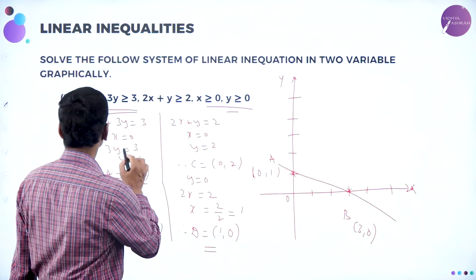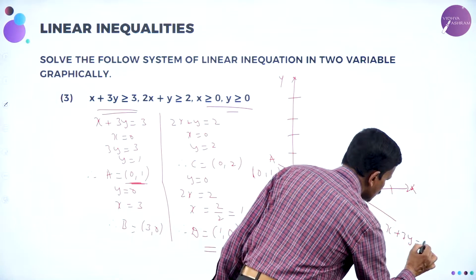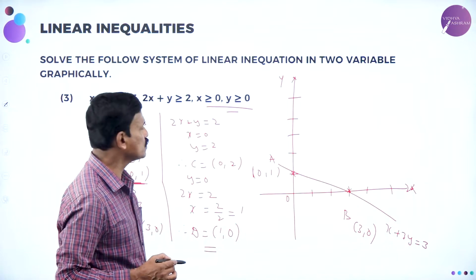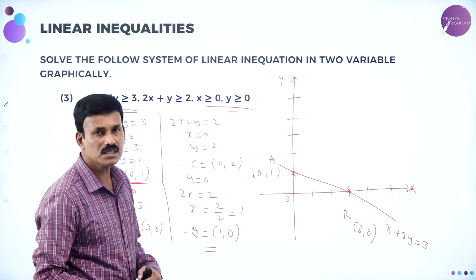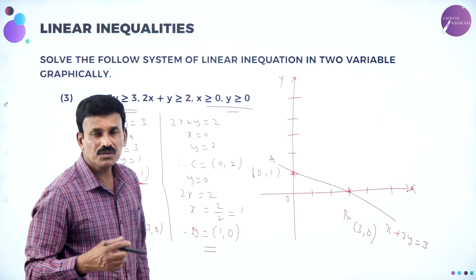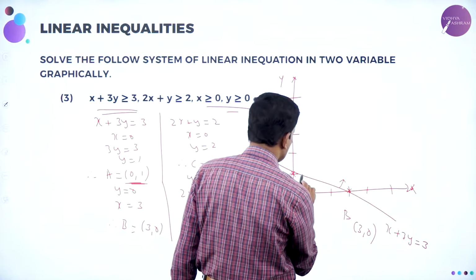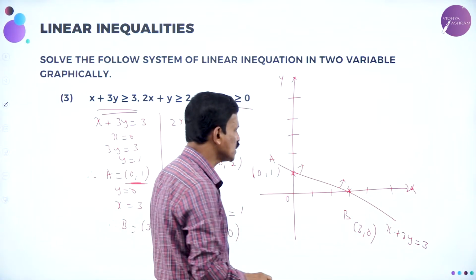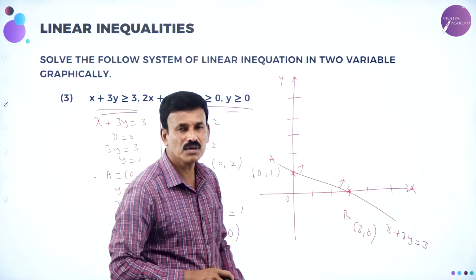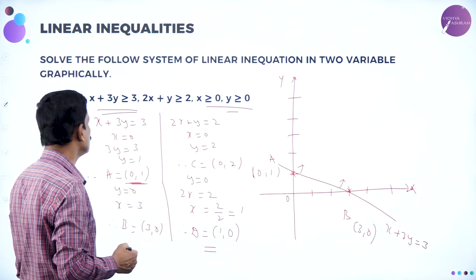So, what is the condition given? X plus 3y is greater than or equal to 3. If you put x is equal to 0, y is equal to 0, then 0 plus 0 is greater than or equal to 3, which is not true. Therefore, the feasible region is away from the origin, that is in the upward direction.